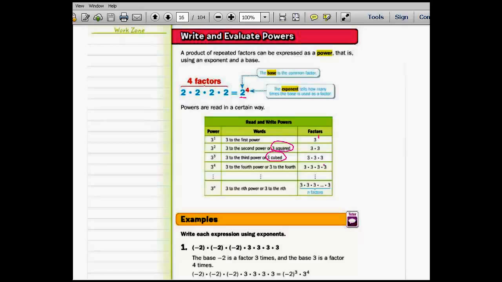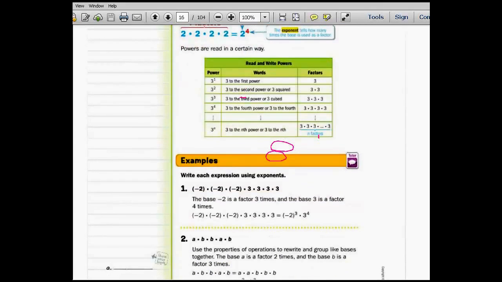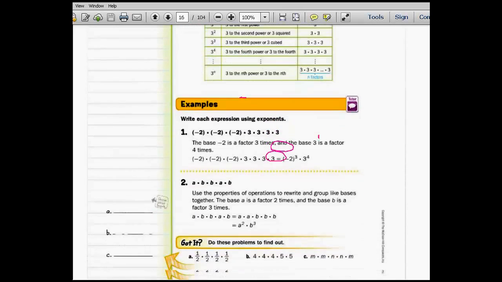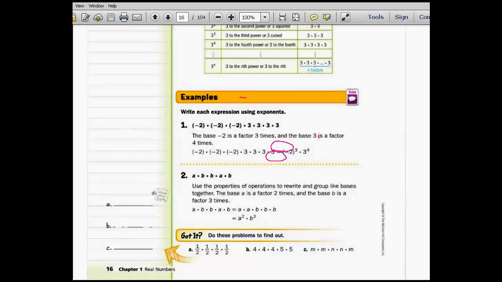Be really huge. Okay, let's look at the examples here where it says write each expression using exponents. So whenever we have example 1 here, it says -2 times -2 times -2, times 3 times 3 times 3 times 3. So we have three -2s, and four 3s. So since these -2s are in parentheses, you need to go ahead and keep them in parentheses. And you've got four 3s, so it's -2 cubed, or -2 to the 3rd power, times 3 to the 4th power.